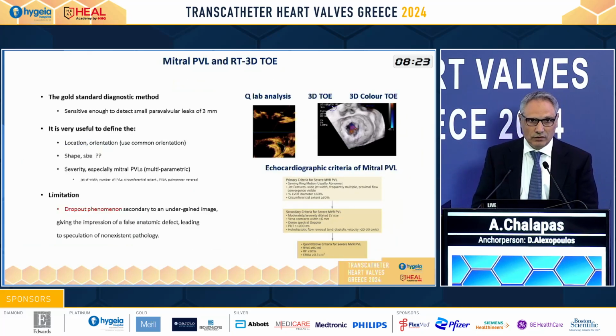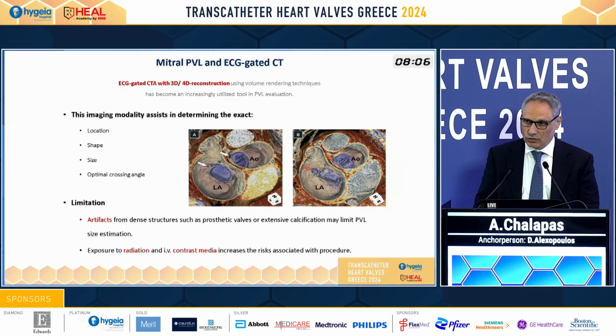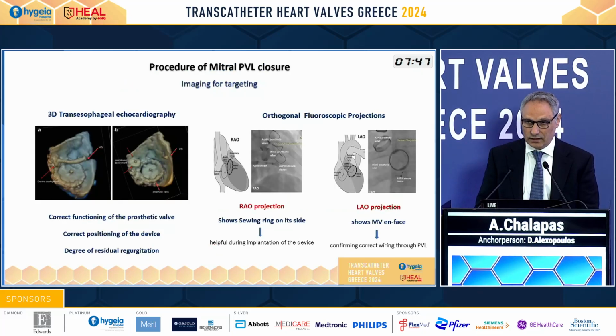When we want to evaluate, the gold standard approach is echocardiography, and especially transesophageal echocardiography. By using QLab and 3D analysis, we can estimate the severity, and define the location, size, shape, and orientation, always having in mind the dropout phenomenon. And when we want to go one step further, we have to proceed with ECG-gated CT analysis using 3D and 4D reconstructions, which can define better the anatomy and the morphology of these defects, and also provide information regarding the optimal crossing angle.